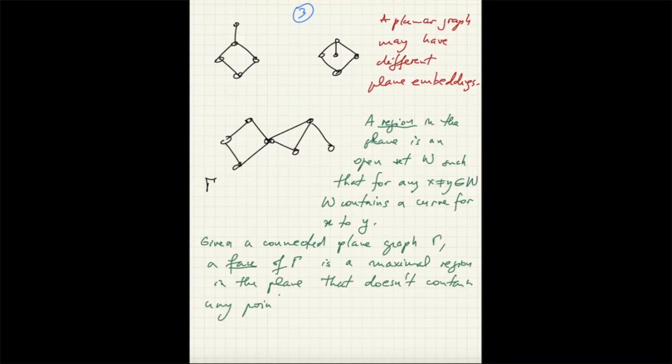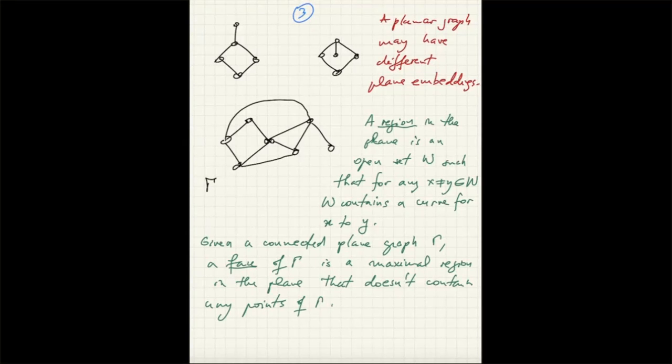Any points of gamma, any vertices of gamma. So in this situation, the graph in this picture, we have 8 vertices, and I think 8 edges. So maybe let's draw a bit more edges. Okay, so this is our graph here, and it's a plane graph.